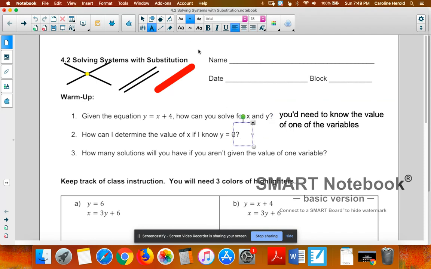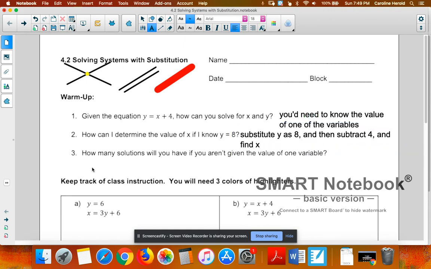How can you determine the value of x if you know y is equal to 8? Well, you would substitute y as 8 and then subtract 4, right? And you'd find x.